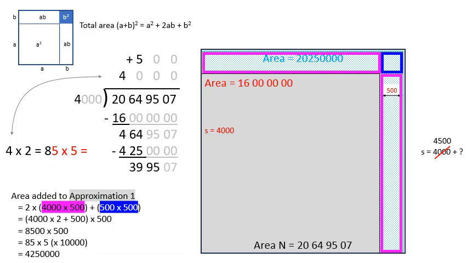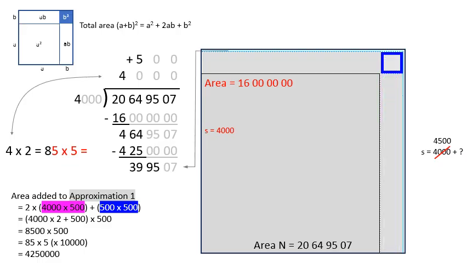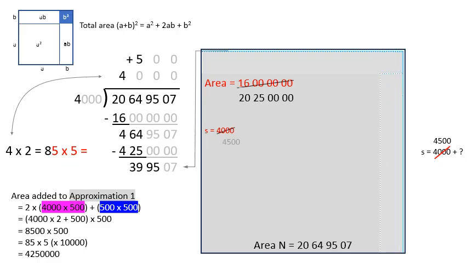The difference is the thin sliver of the original square that now remains after two approximations, at the end of which we have a square that has an area of 20,250,000 and a side length of 4,500. The process would be repeated with strips of width 10, 1, 0.1, etc.